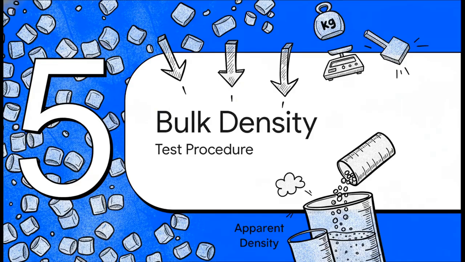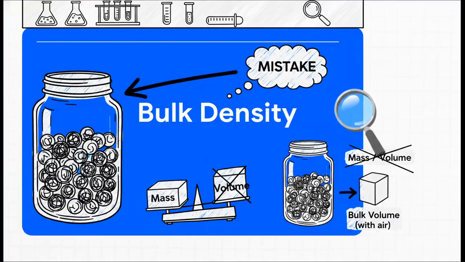And finally, Section 5, the bulk density test, sometimes called apparent density. So is bulk density just the regular density of the plastic, like just basic mass over volume? No. And honestly, that is the #1 mistake students make on this exam. Bulk density is the mass of the plastic per unit volume, including all the air spaces between the granules or powder. It is absolutely not the true solid density of the material.